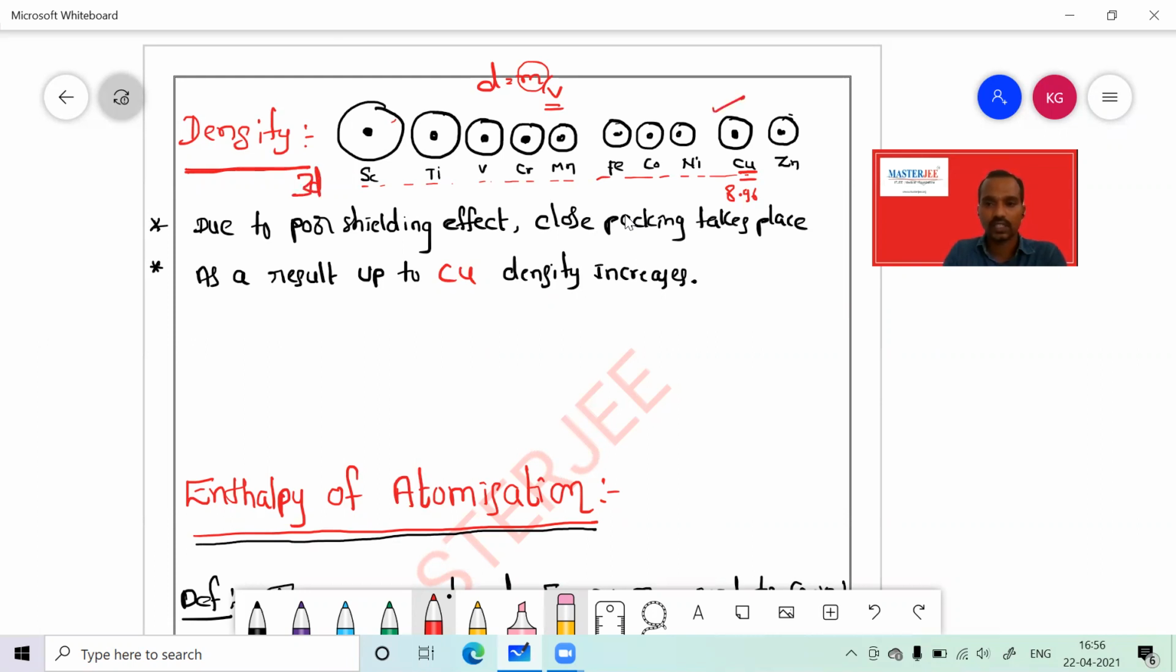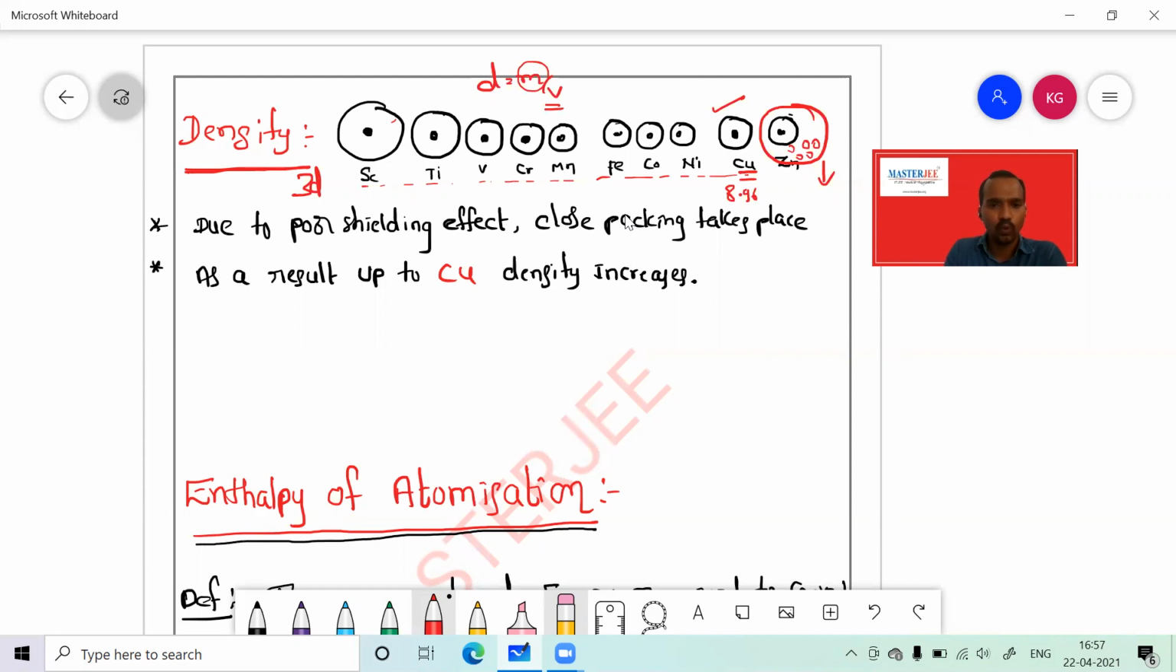Again, the density in the case of zinc will decrease. Why? The atomic size of zinc increases, so the volume increases, and the number of particles within the volume decreases. As a result, density decreases in the case of zinc. That is the trend you have to observe here.